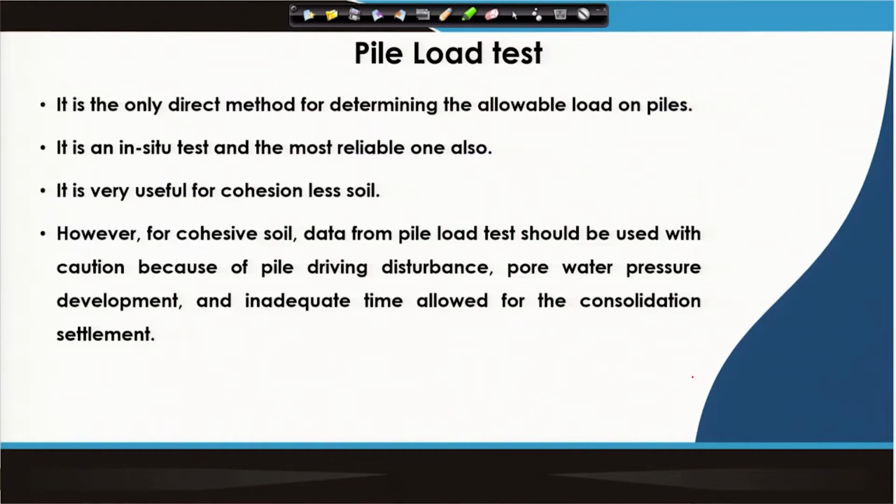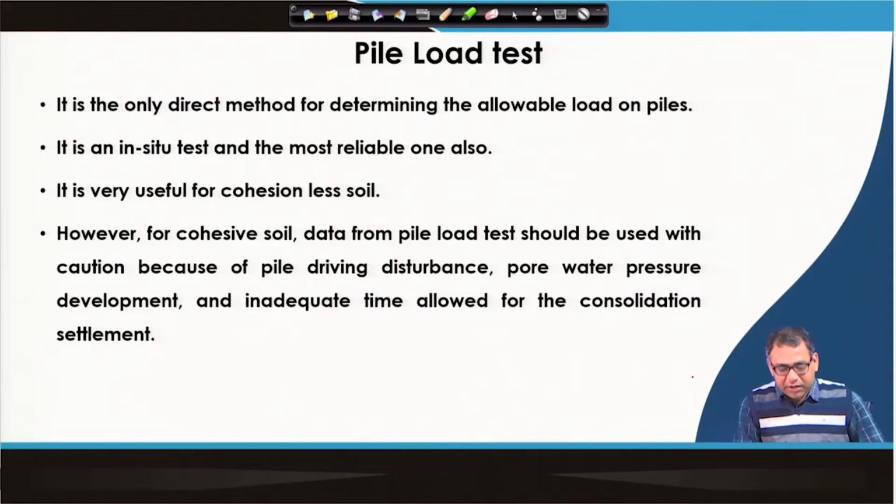Next, I will discuss the pile load test, because the previous case was how to calculate the tip resistance and the friction resistance theoretically. Now, here I will get the load carrying capacity and the settlement of the pile by the pile load test. It is the only direct method for determining the allowable load on piles. It is an in situ test and the most reliable one also, because here we get these things from the field directly. So, it is very useful for cohesionless soil.